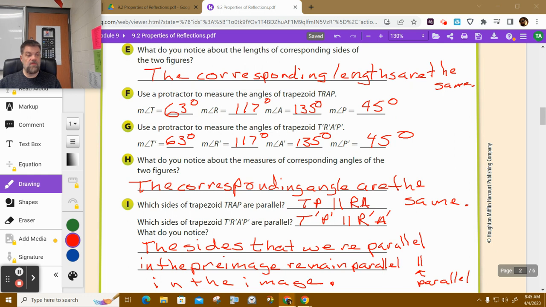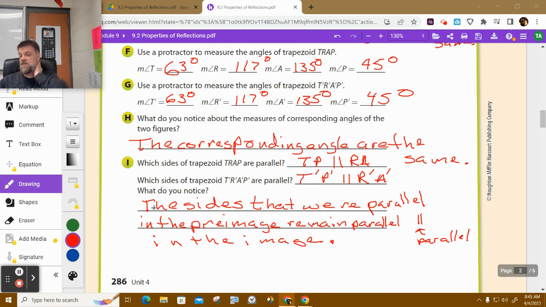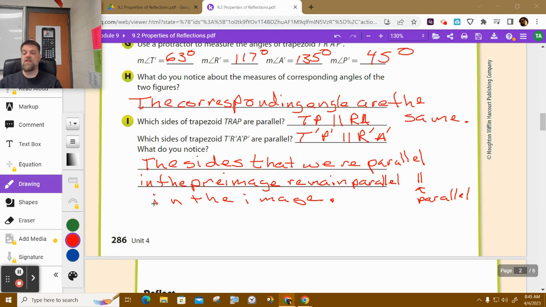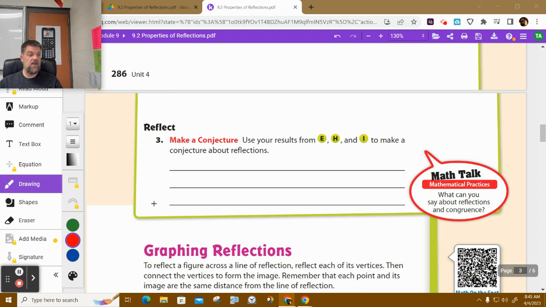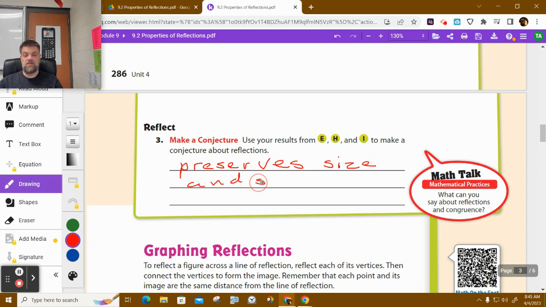Okay. We're not quite done. We got one more question to answer. Can I move on to the next page? We got to hurry because the bell's going to ring soon. Basically, it preserves, just write this down, it preserves size and shape. It says based on all of our questions, what did you notice? It preserves size and shape.